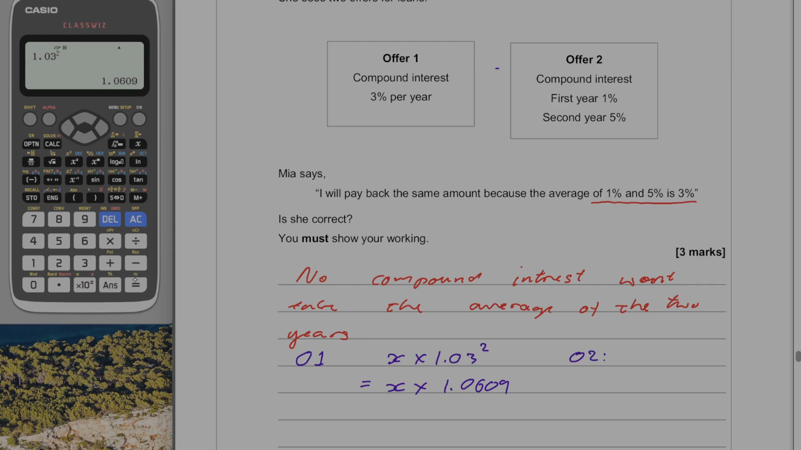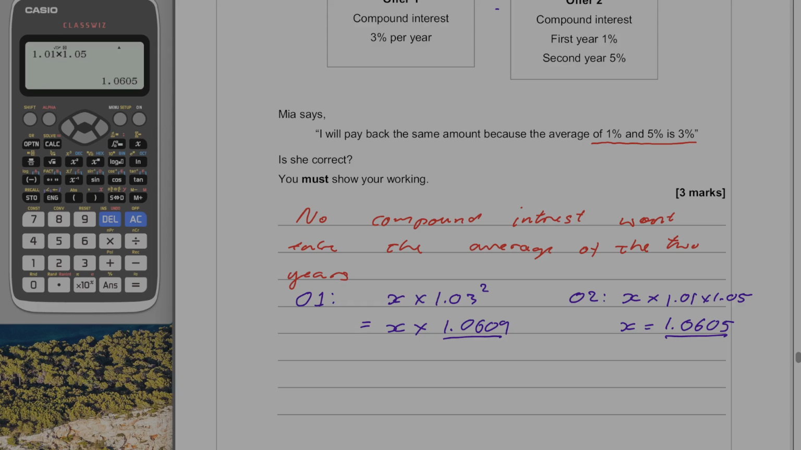For offer 2, again, the initial amount doesn't matter. It's going to be what the multiplier ends up as. So it would be 1.01 times by 1.05, which would be 1.0605. So that would definitely be enough to get me my full marks.